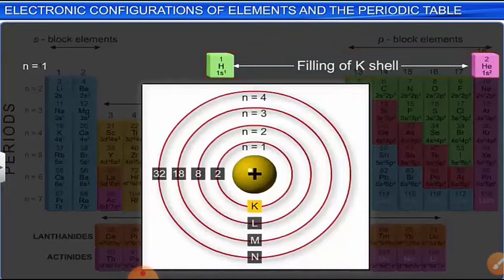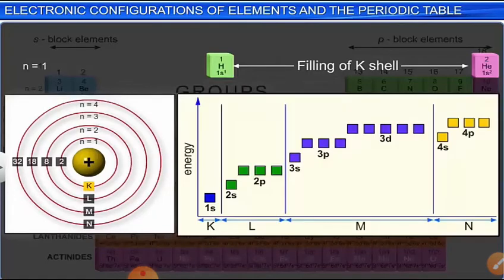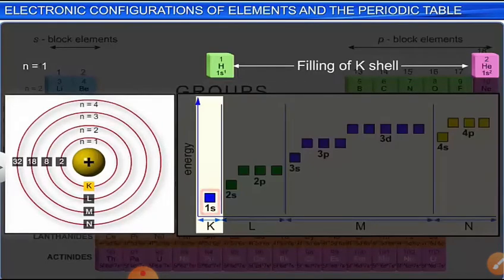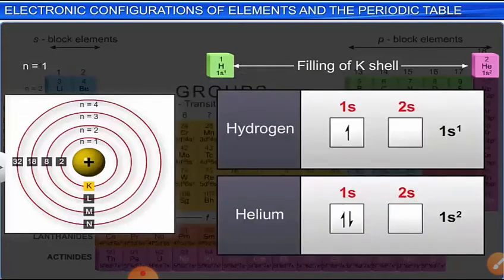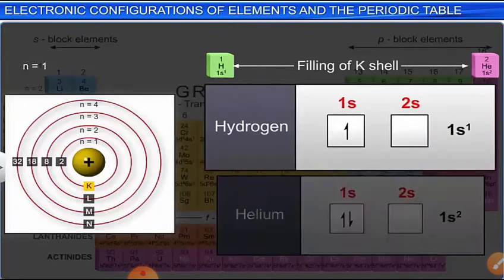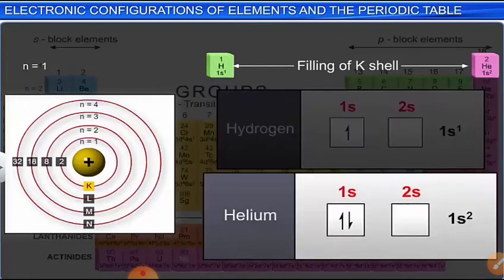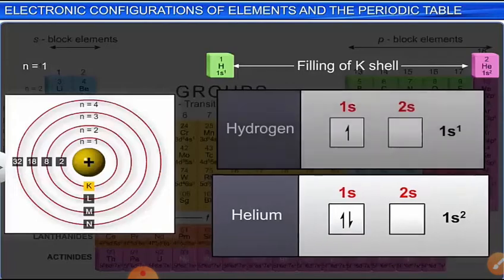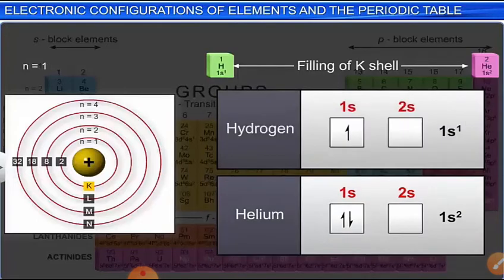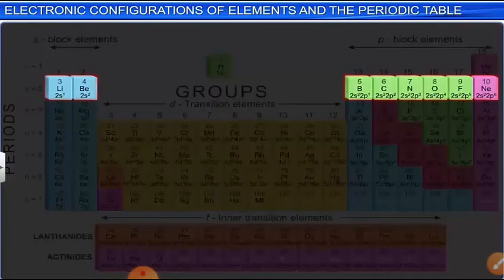In the first period, the K shell is being filled, and the K shell has a maximum of 2 electrons because it has only one orbital, which is 1s, which can accommodate only 2 electrons. So in the first period, the configuration may be either 1s1, that is for hydrogen, and 1s2 for helium. So in the first period we have only two members, hydrogen and helium, with configurations 1s1 and 1s2.